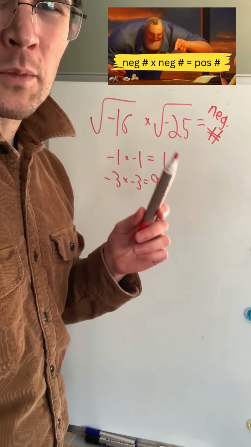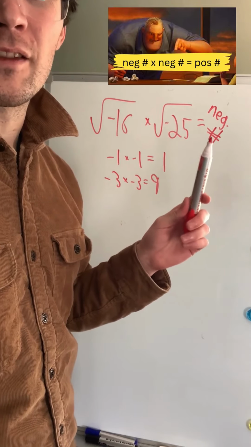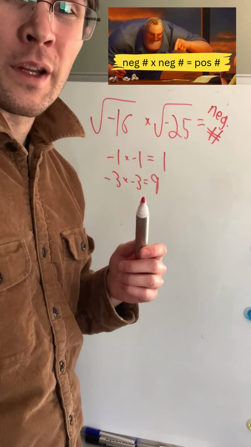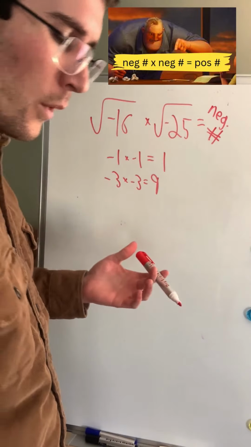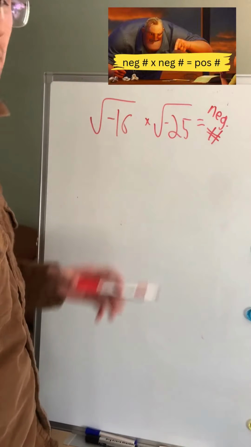A negative number times a negative number equals a positive number, right? Why did I put negative number here? I mean, negative 1 times negative 1 equals 1. Negative 3 times negative 3 equals 9. What's going on? Well, we're not actually multiplying two negative numbers, even though we see the negative signs here.